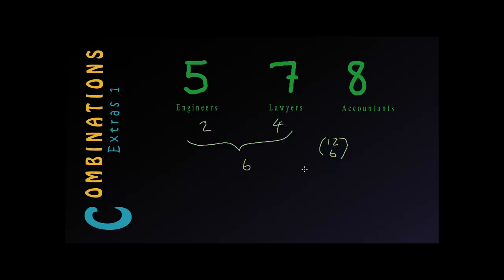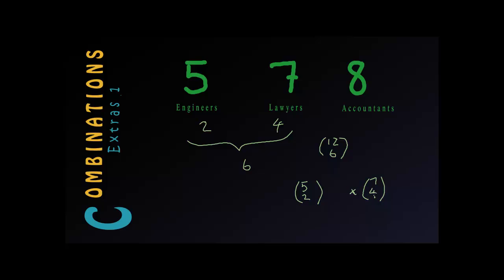And this is where we split these combinatorial problems into smaller ones. How many ways can we choose 2 engineers from 5 engineers? Well, notice how I said the word choose. So 5 choose 2, times how many ways can we choose 4 lawyers from 7 lawyers? That's 7 choose 4. So the total number of ways that we can make a group of 6 that consists of exactly 2 engineers and 4 lawyers is 5 choose 2 times 7 choose 4.